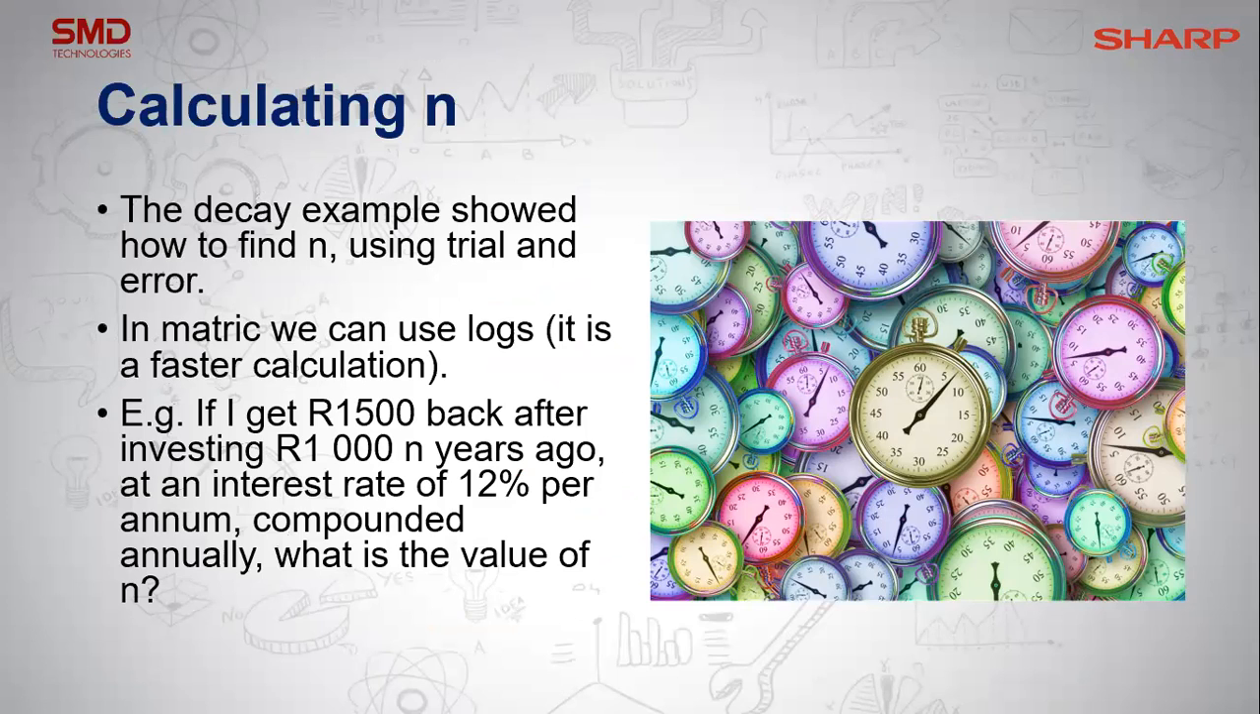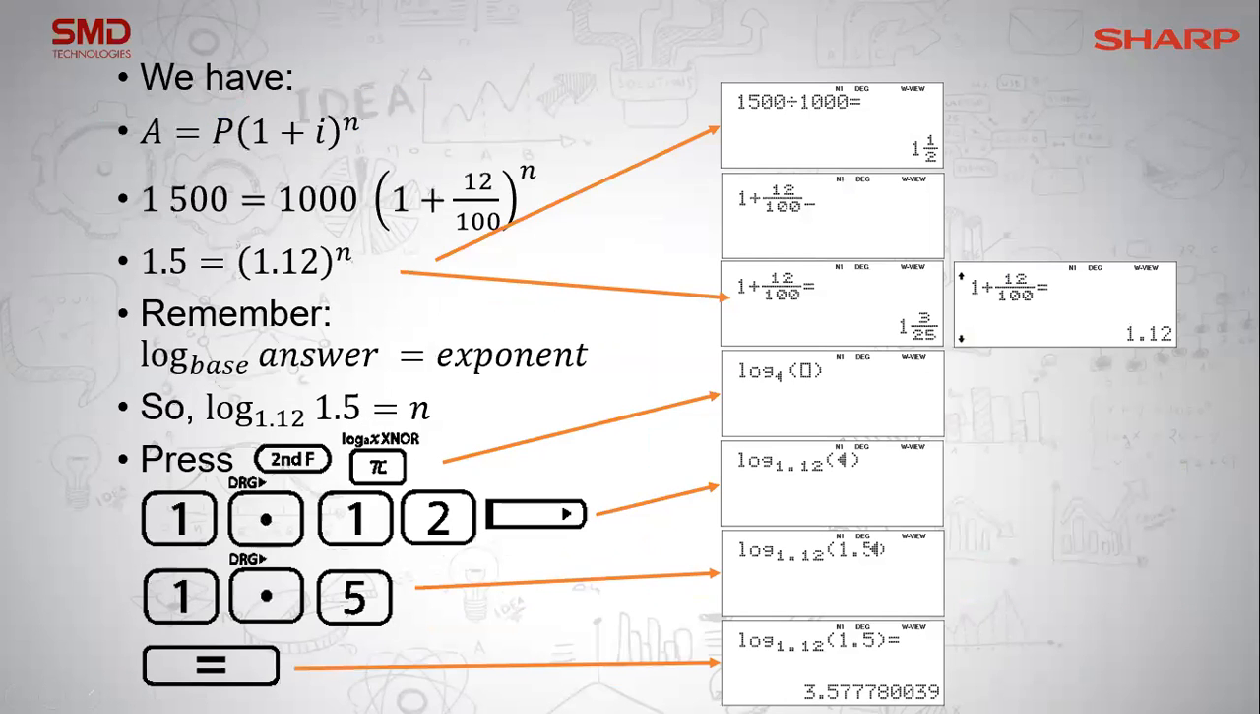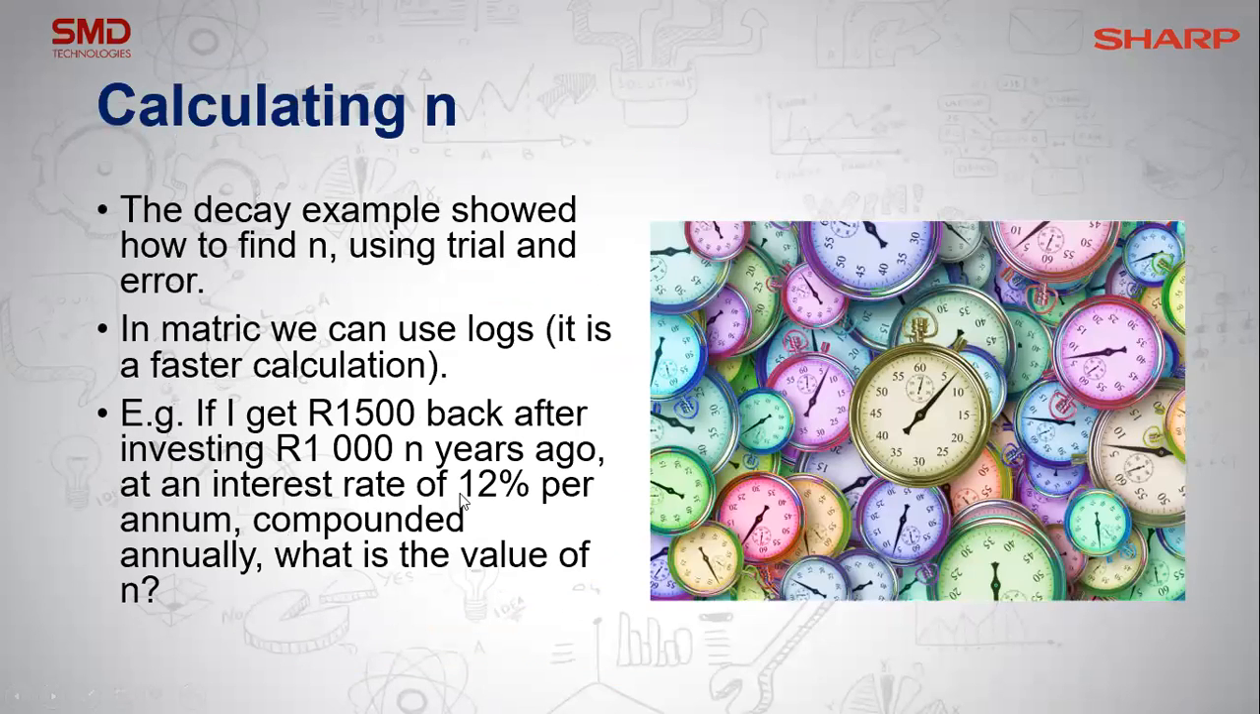Now, the other thing that you need to be able to do with finance is to calculate n. And in grade 10 and 11, we were able to calculate n using trial and error and our exponent laws. So here we get to use logs, which is much faster. And I'm going to do an actual example with the log. Sorry, let's go back to the example.